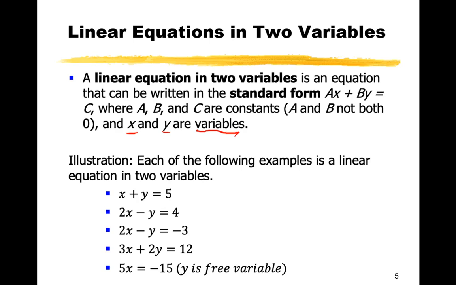So, we have the following equations or linear equations in two variables. So, 1, itong x plus y equals 5, 2, x minus y equals 4, 3, x minus y equals negative 3, 4, 3x plus 2y equals 12. Panglima, 5x equals negative 15. This is a linear equation in two variables. How? Yung variable na present, which is x, no? Y here is what we call a free variable. Kumbaga it can take any value of y to make this equation to be true.